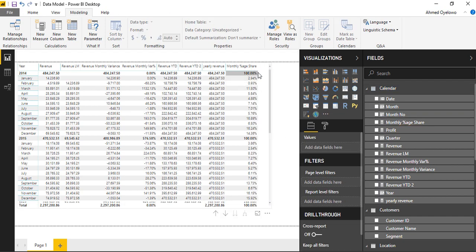So this is the percentage share for each month on the total revenue. As you can see, the total revenue has 100%.